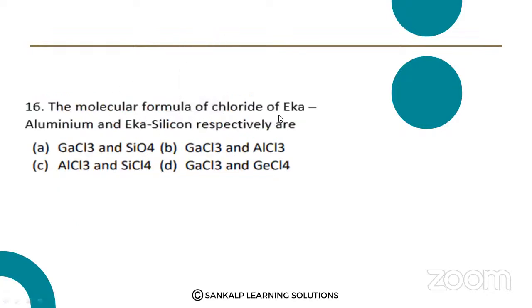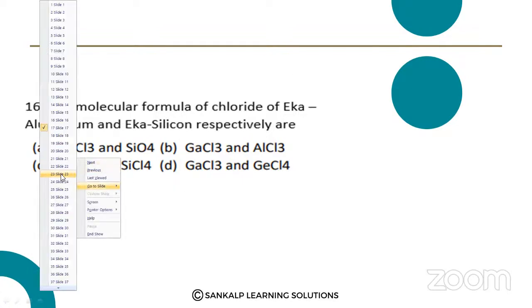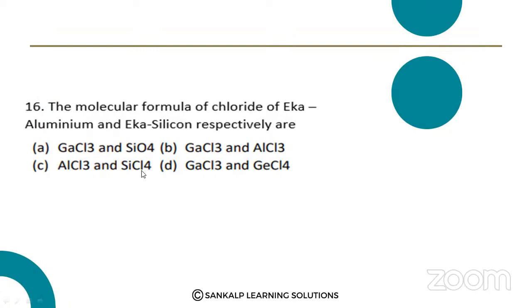The molecular formula of fluoride of aluminum and silicon respectively are. So what is the molecular formula of fluorides? So it is given as what? Option C. Yes, aluminum chloride and silicon chloride. So it is option number C.